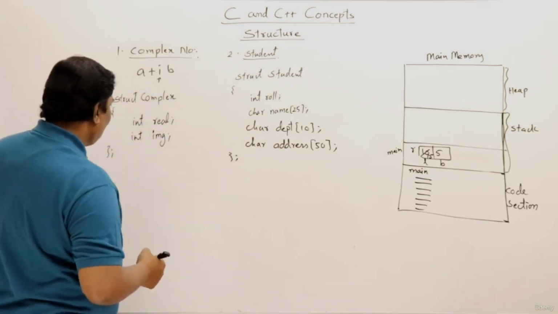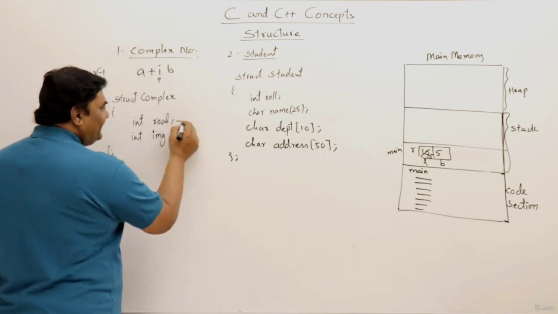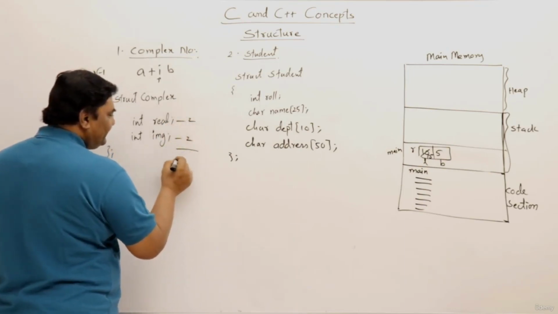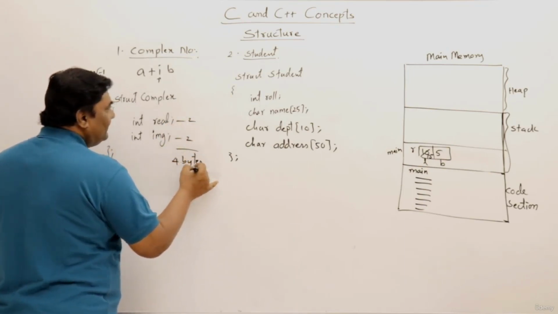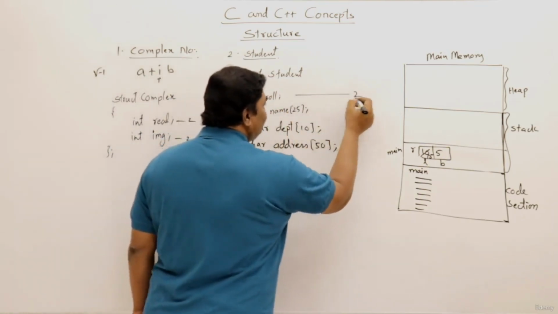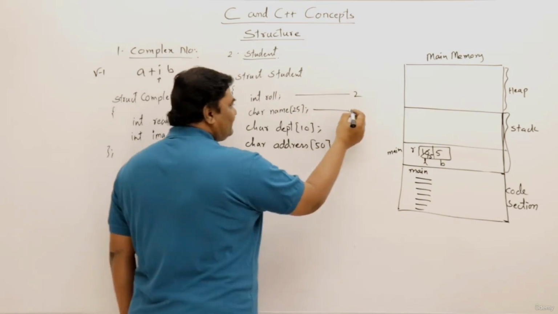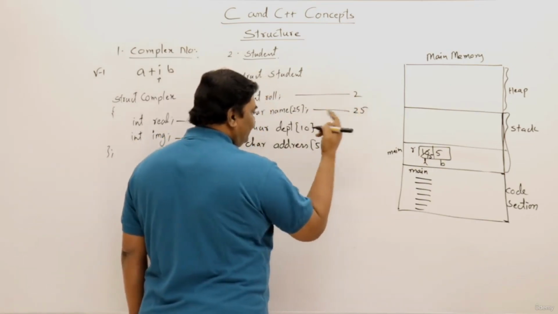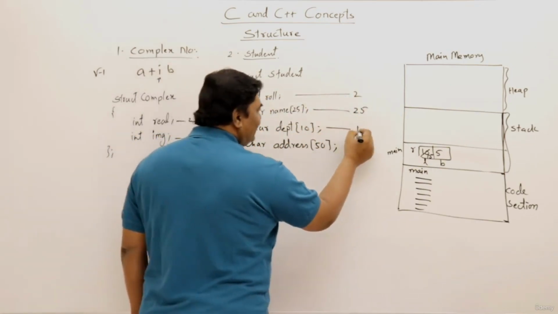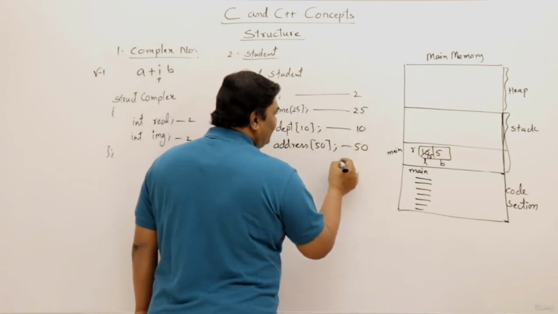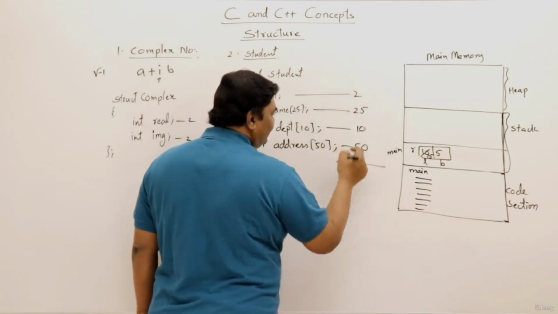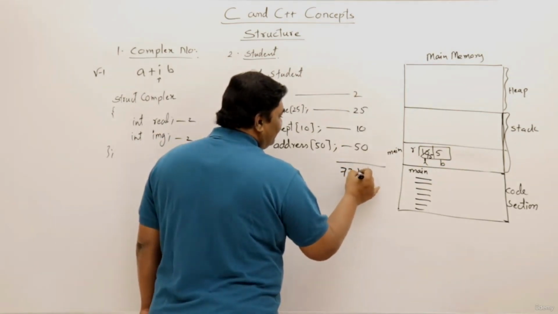Now, if I calculate the amount of memory it's taking, like if I say this is 2 bytes and 2 bytes, so this is taking total 4 bytes. And if I take this one, this integer is taking 2 bytes. So this is character type, 25 characters take 25 bytes because character takes just 1 byte. And this is 10 bytes, and this is 50 bytes. So this is 60, 75, 77. So this is taking 77 bytes.